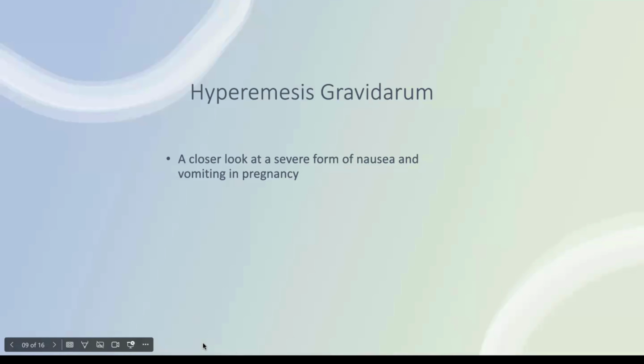So yeah, this is basically the two most common presentations and causes of pain and bleeding in early pregnancy. Now, the other very common presentation is women coming with a severe form of nausea and vomiting in early pregnancy, and this is what we call hyperemesis gravidarum. So we're going to have a closer look into it.